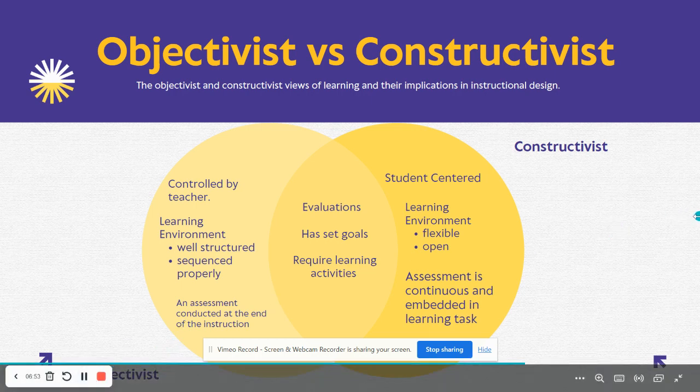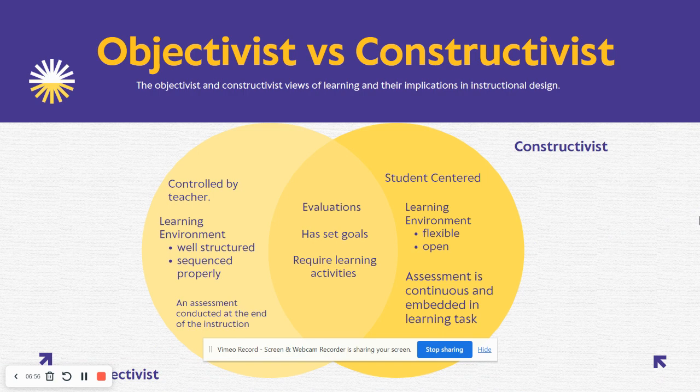Just going a little bit into that, in objectivist the learning environment is well structured and sequenced properly, while on the other hand, the constructivist learning environment is flexible and more open. And in objectivist, the assessment is conducted at the end of the instruction, while in constructivist the assessment is continuous, embedded in learning tasks. So it's ongoing, and you can continue to learn. What they have in common, though, is they both are evaluation based, they both have set goals, and they both require learning activities to get the job done.